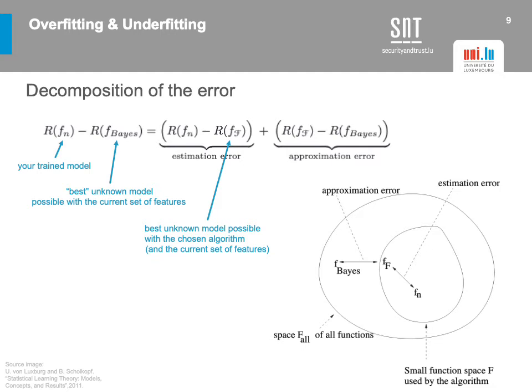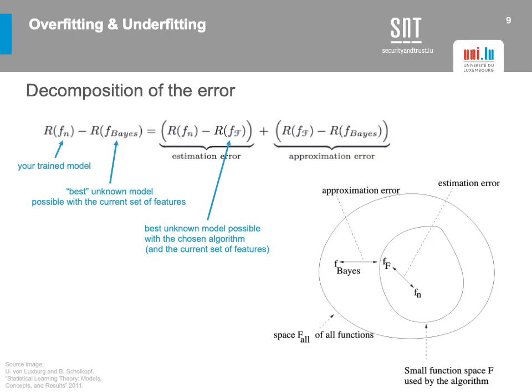Okay, so Fn is your trained model. F bias is kind of the best model that you can have. And you have another function, capital F. This one is also a theoretical function, and it corresponds to the best one that you can do with the chosen algorithm and also the current set of features. So let's imagine that we choose to train a decision tree. The decision tree that we trained is Fn.